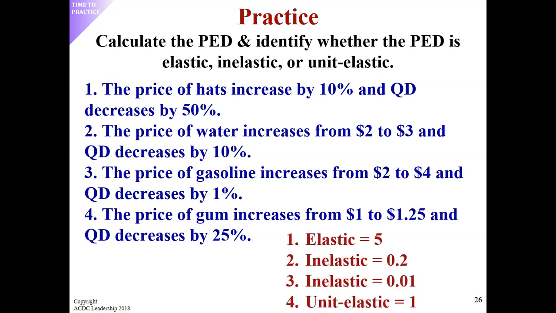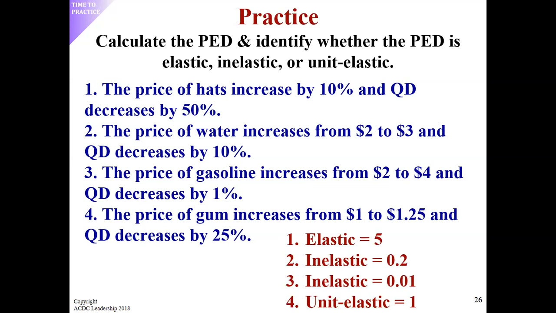All right, here would be your answers. Peter, could you walk us through? Number one: quantity demanded changed by 50%, that's on top, and the price increase is 10%. So 50 over 10 is 5. It's greater than 1, so it's elastic.